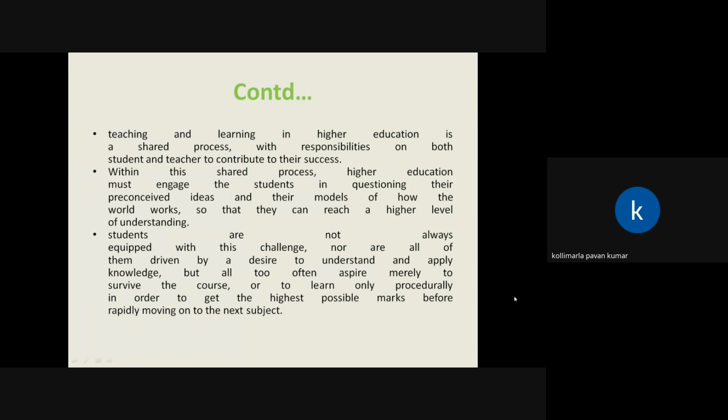Now within this shared process, the student's involvement will be more. The involvement and curiosity of the student have to increase day by day, and they are able to understand at higher levels by questioning themselves. In this process, the teacher helps as a guide to help them in various aspects. Here the major challenge with students, which we usually find in our educational institutions, is that most of the students are not ready to face this challenge.